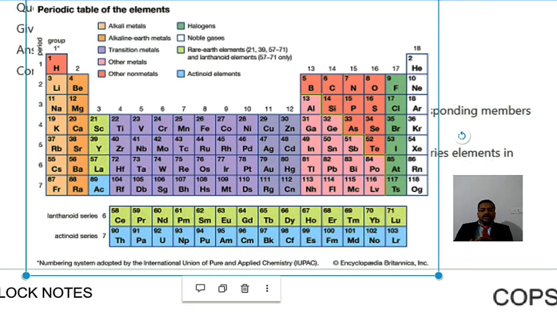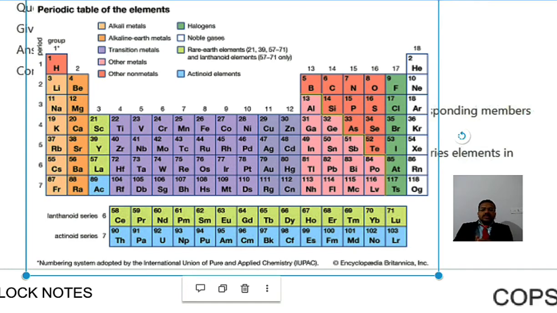Due to lanthanoid contraction, normally zirconium should have a small size compared to hafnium. But hafnium is a post-lanthanide element, so due to this lanthanide contraction, hafnium will have a comparatively smaller size. Normally hafnium's size has to increase, but due to this lanthanide contraction, the size of the third series elements will be almost similar to that of the second series elements. So that is the first consequence.